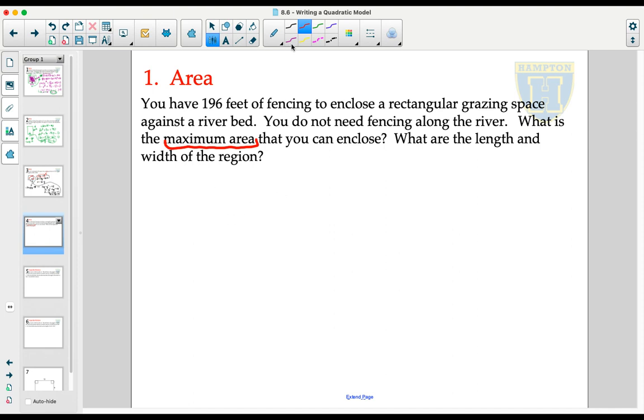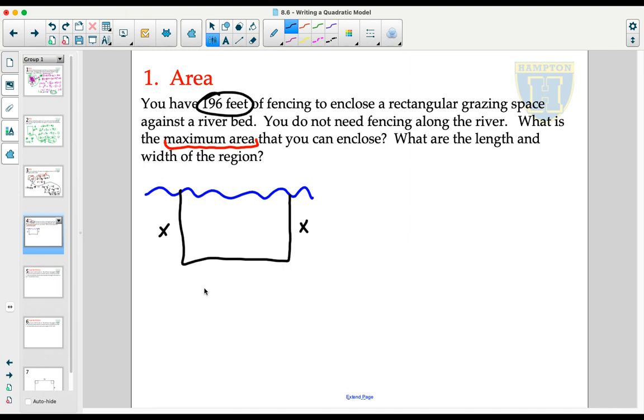So we have a river going this way, and we are going to fence in a rectangular space against that river. We know that both of these sides, as this is a rectangle, need to be the same. And we know that we have 196 total feet of fencing. 196 minus 2x is left over for the long side of the rectangle. And we want to maximize the area that is taken up by this rectangle.